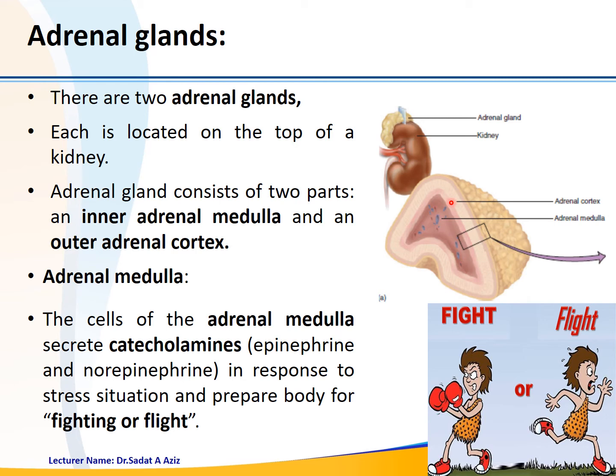So the adrenal medulla, the inner part of the adrenal gland, is responsible for the secretion of what? Of catecholamines, including epinephrine and norepinephrine, in response to what? To stress situations, and prepare the body for fight or flight. The process of fight or flight is a physiological process. It can be regulated by what? By the adrenal gland, or catecholamines, which are secreted from where? From the adrenal medulla.